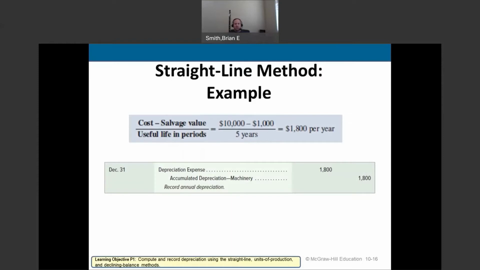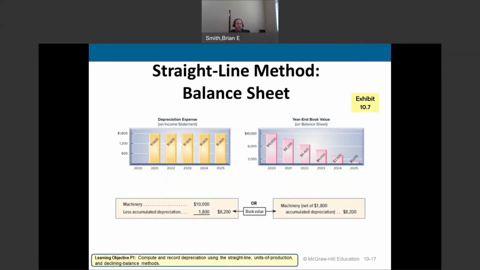Now, your depreciation expense, $1,800, is a debit, and you're going to credit accumulated depreciation for machinery. This should be somewhat familiar to you. We talked about this in Accounting 111, but now we're showing you how we calculate it, okay? Accumulated depreciation is our contra asset account that goes against the machinery asset. On the balance sheet, we show the total cost of the machinery, which is $10,000, less its accumulated depreciation of $1,800, which leaves us a book value of $8,200.